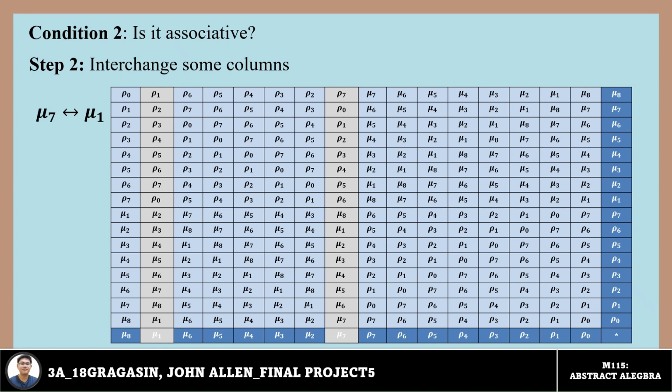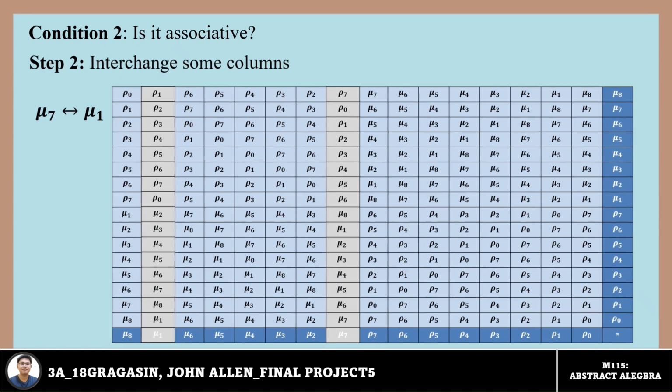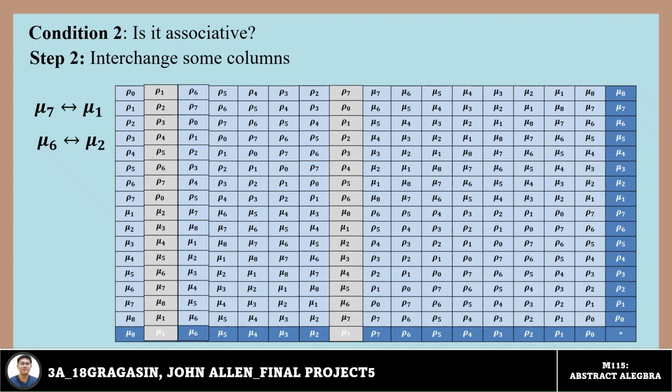And then we get this. And then next, we will interchange the column of mu sub 6, which is this, and the column of mu sub 2, which is this. So let's interchange it. And then we have this one.